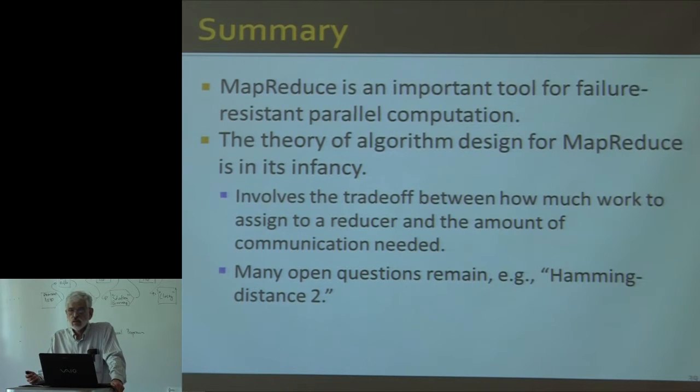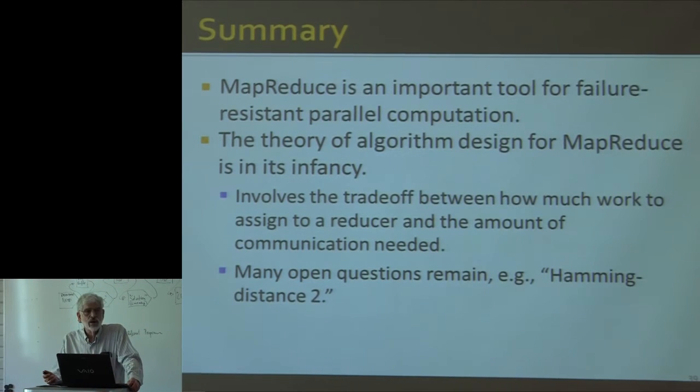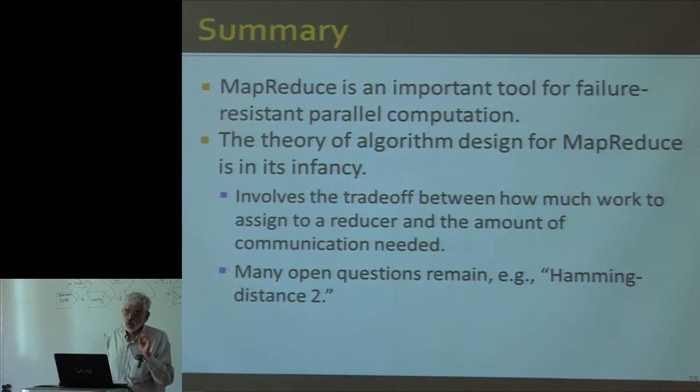And let me just say that I invite anybody who wishes to think about applications of this theory, to tell you how much we haven't done. Even the Hamming distance 2 problem, that is, the inputs again are bit strings of length b, and the outputs are all pairs that are at Hamming distance 2, that is, differ in exactly 2 bits. We don't know what the trade-off between reducer size and replication rate is there.